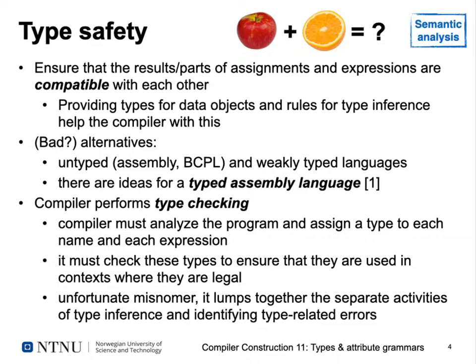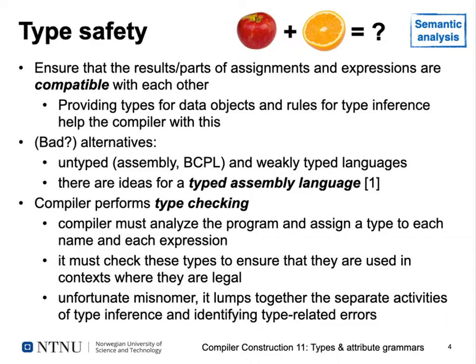There were other early languages that were untyped or only had a single data type, like BCPL, the Basic Combined Programming Language, which was one of the predecessors of C. And BCPL actually only had one data type, a 16-bit integer, which was quite restricting, especially if we wanted to use it for character processing, so for example for writing compilers. And there are other weakly typed languages which allow you to do all sorts of type errors. On the other hand, there are also ideas to implement typing or a sort of type system on the assembly language level, and we've given you a reference for this here.